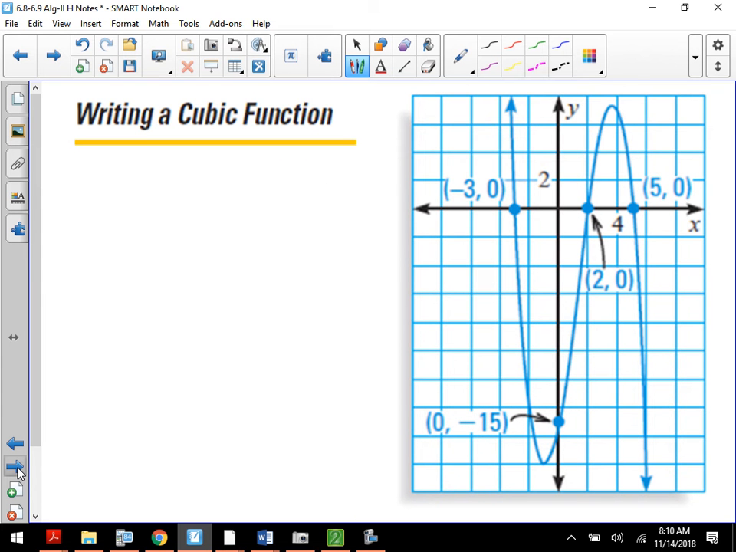I want to write the function that has those zeros now. This is 6.9. I want to write the function that has the following. It's a cubic function that has the following ordered pairs. Now, if I'm looking at this, they gave me a graph. And you know how it's kind of tough to see here. The graph is up, down.